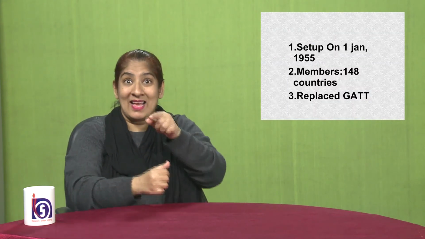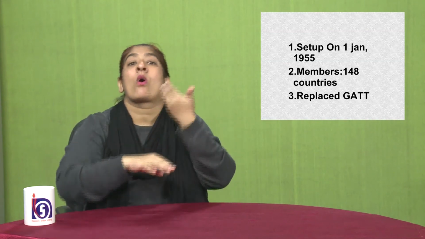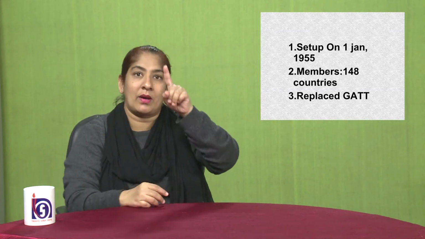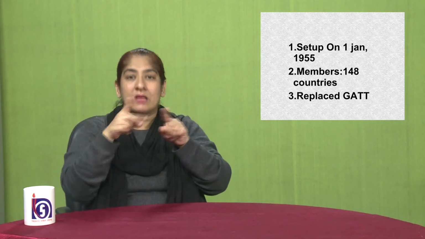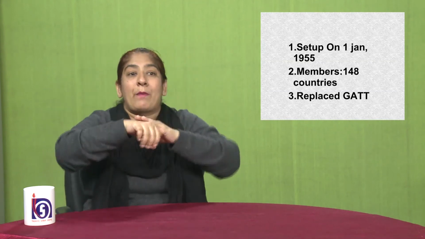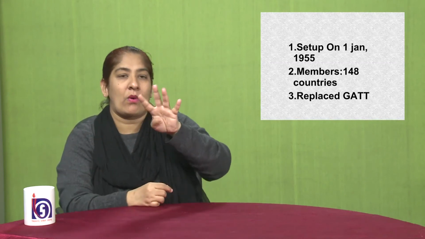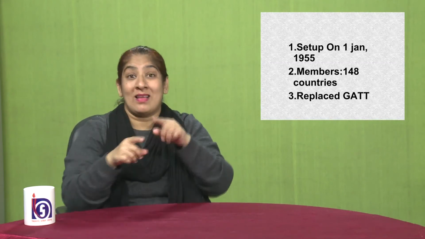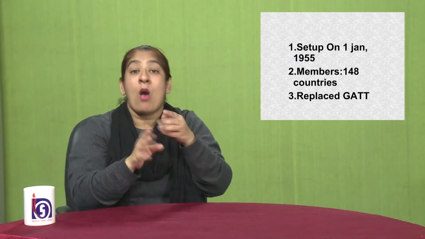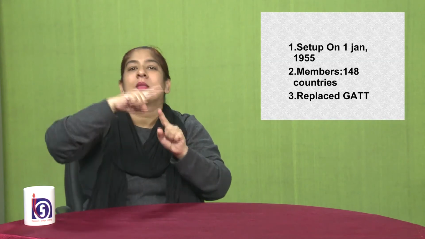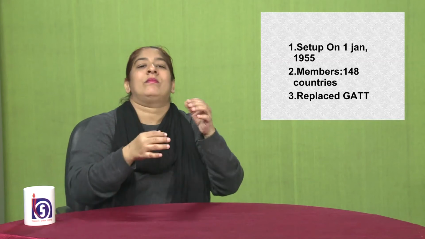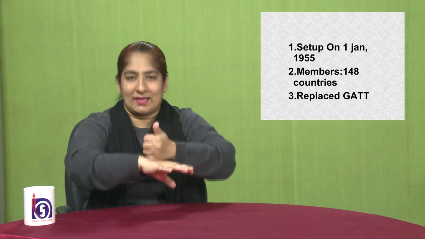World Trade Organization, WTO. What is it? Internationally, it supports all the trades. It was set up on 1st January 1995. There are almost 148 countries that are members. It has replaced GATT. Now WTO looks after all the trades.